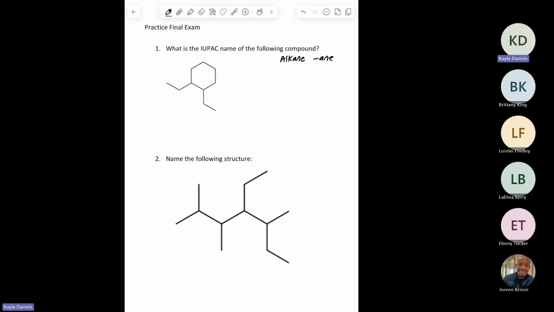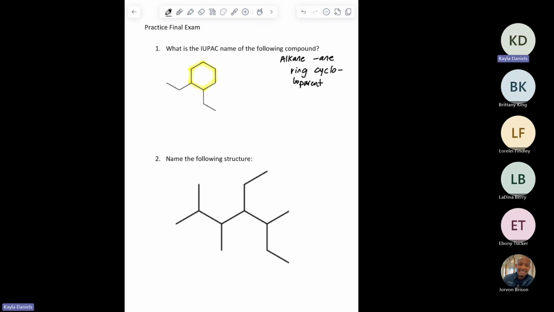All right, this happens to be a ring though. So we're going to have to put cyclo before our parent chain, but we're not quite there yet. The ring is always the parent chain, all right? So I'm going to highlight this in yellow. Since it's an alkane, there's nothing really to highlight in blue because alkane is basically the absence of a functional group.